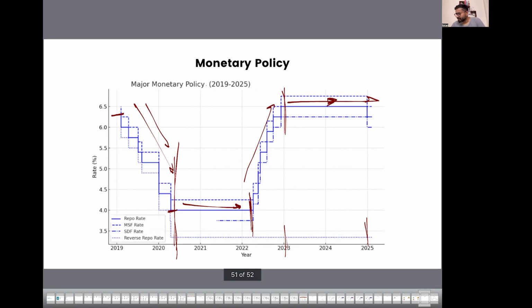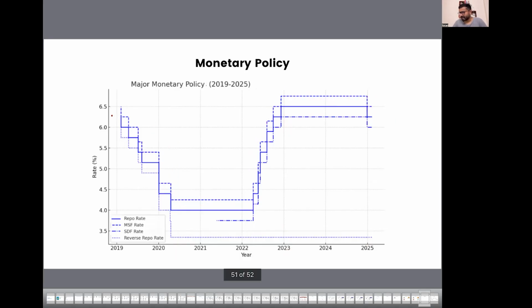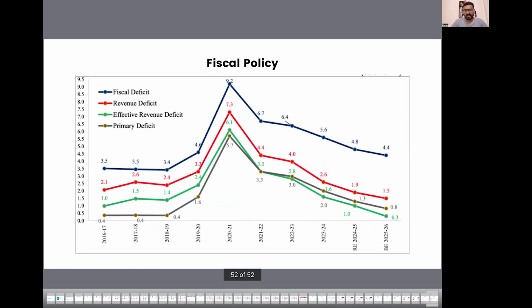But then we have witnessed that at least in the last three monetary policy committee meetings, the RBI has been decreasing the interest rate. So the rate has decreased three times, by 0.25%, 0.25% and 0.5% in the last meeting. So this has been the overall trend of monetary policy in the last few years in our country. All right. Now, if we look at the fiscal policy, we see a very similar trend.